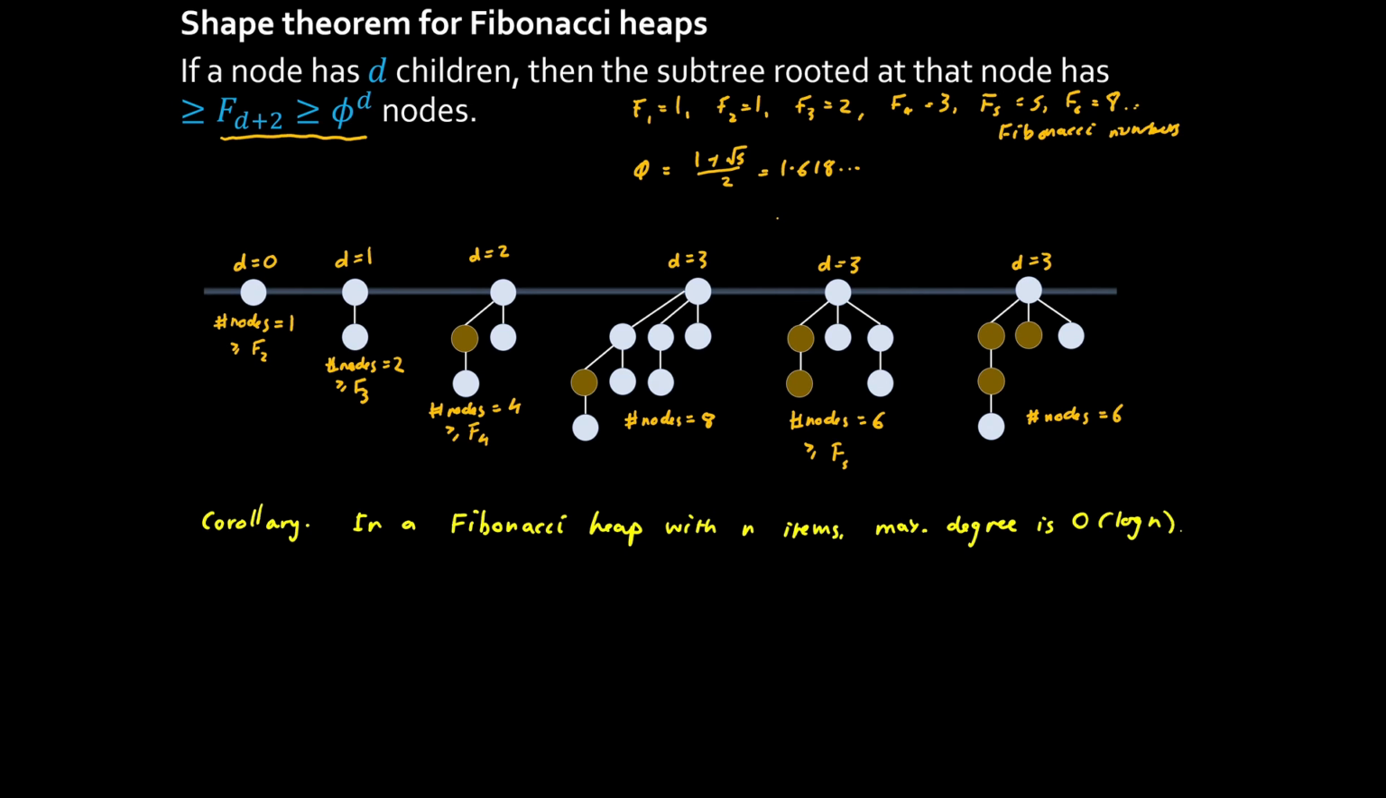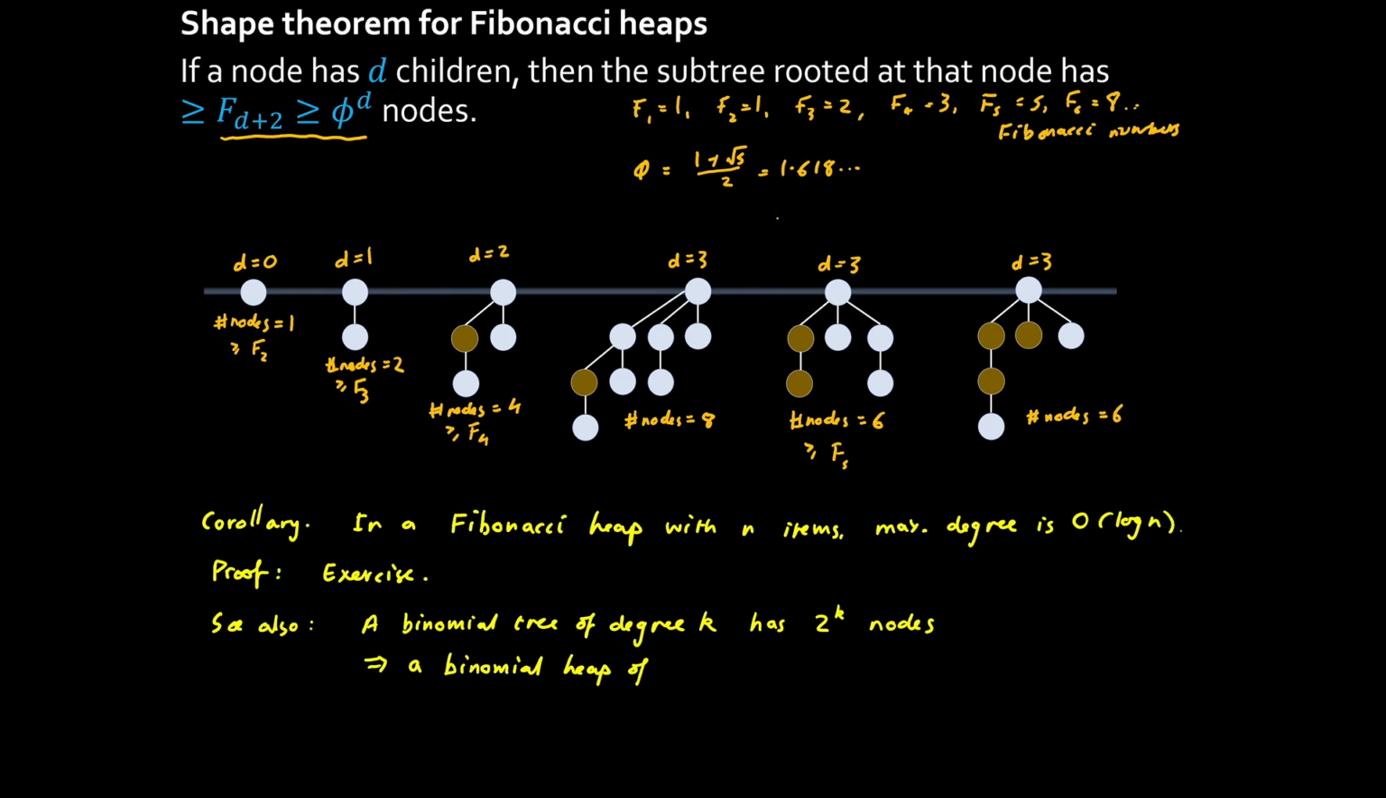The proof of this corollary is pretty straightforward, and it's left as an exercise on the example sheet. I won't prove it in this video, but I will make a note of a very closely related result. When we looked at the binomial heap, we made the following observation. Firstly, we said a binomial tree of degree k has exactly 2 to the k nodes in that tree, and with a very little bit of manipulation, one can show that this implies that a binomial heap of n items has max degree O of log n. Also, it has number of trees O of log n.